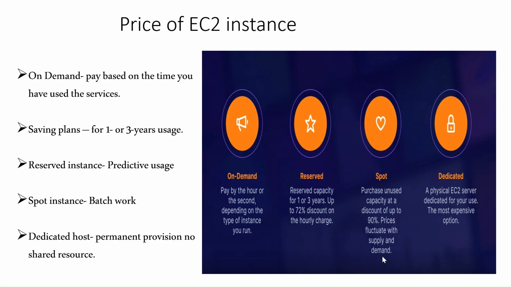Then we have dedicated host. Dedicated host is permanent provisioning, with no shared resources. It is a physical EC2 server which is dedicated to you, and it will be for you. Just like how you purchase your actual server, it is the same kind of dedicated server which is given, but it is the most expensive option available. So these are some different pricing models if we want to provision EC2.